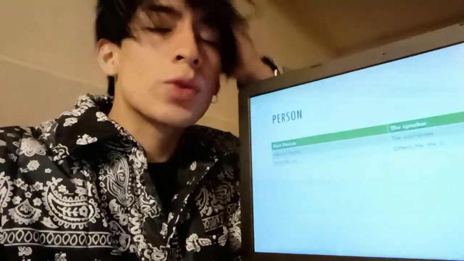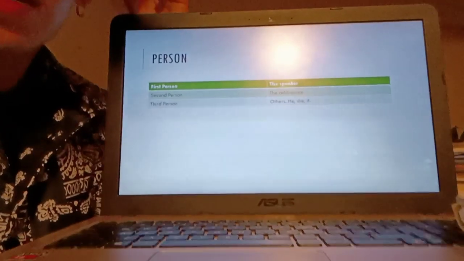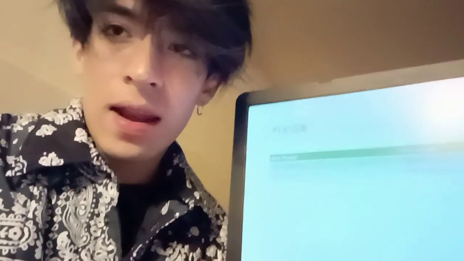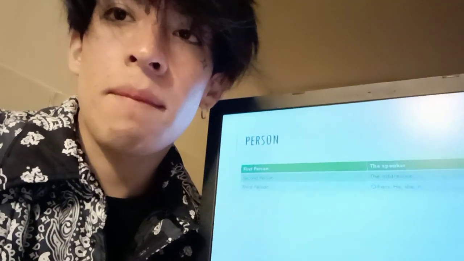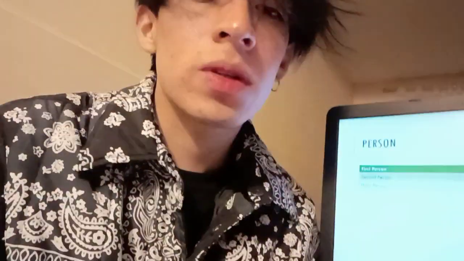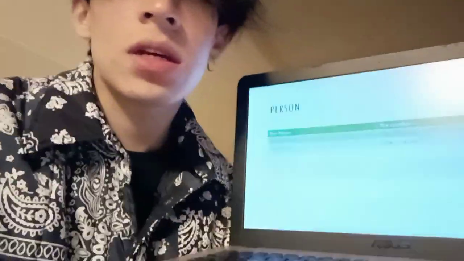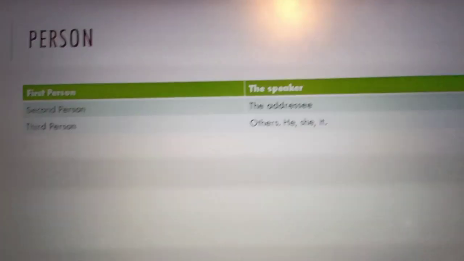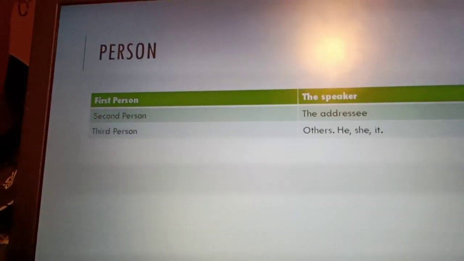Okay, now we are going to talk about person. Person could be understood as the references about the participants in specific events, right? So as you can see here, there are three types of persons in syntactic linkage that are first person, second person, and third person.